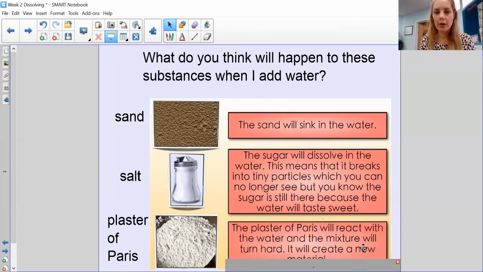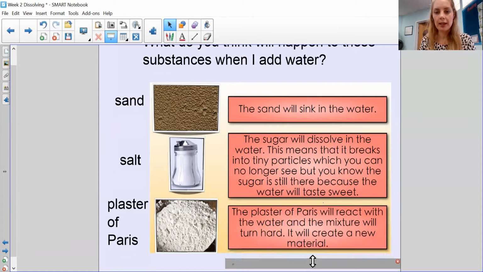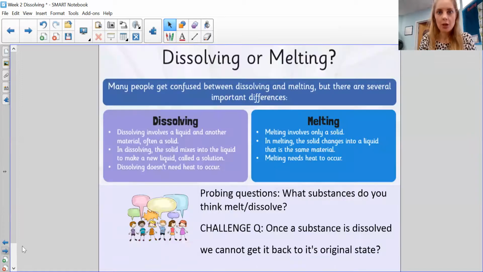And plaster of Paris would have this reaction, okay, and it would react to the water, and so the mixture will turn hard, and that's why they are able to mold it into a cast for you. And it creates a completely new material from its original. So there we go. So when we're looking at dissolving or melting, we need to decide which one is which. Now, dissolving means that it involves a liquid and another material, often a solid. We spoke about solids, liquids, and gases. You've learned about those in your previous years. All right, and a solid is something like a spoon, okay?